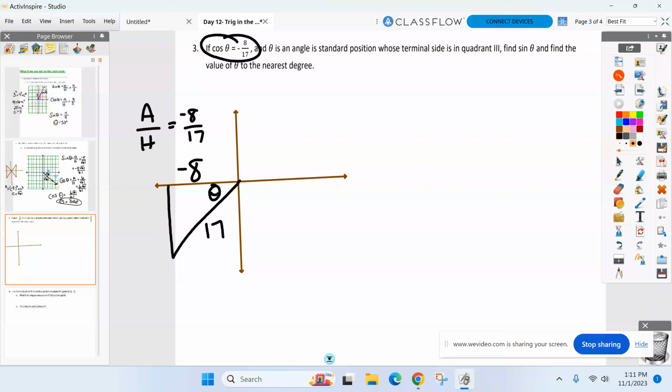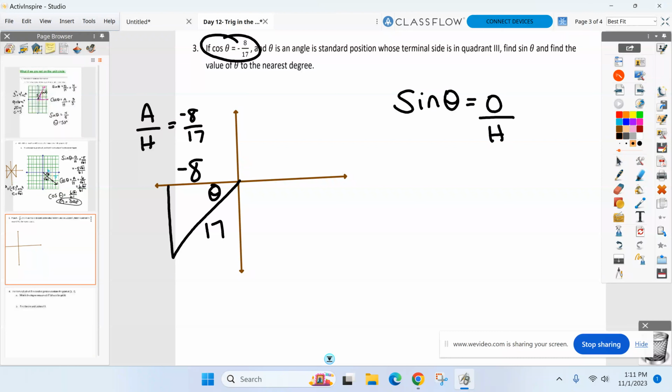All right, how about sine now? That's opposite over hypotenuse. Problem: we don't have these. I don't have the opposite side. So what can I do to find the opposite side? Pythagorean theorem. Be careful what you do here.